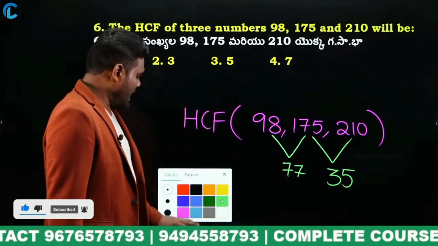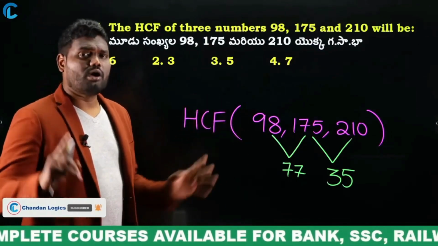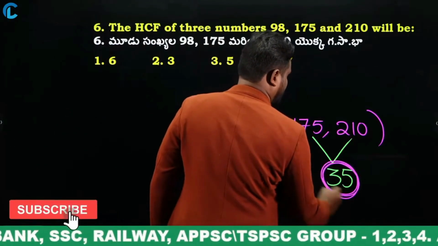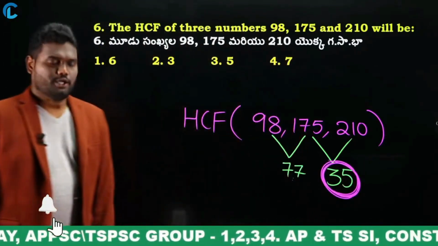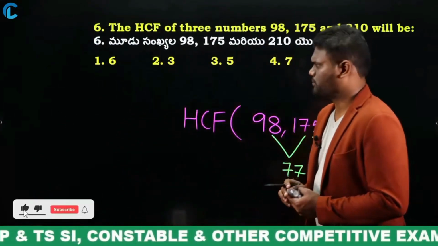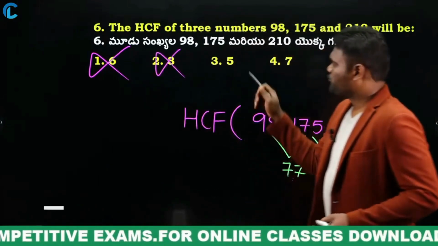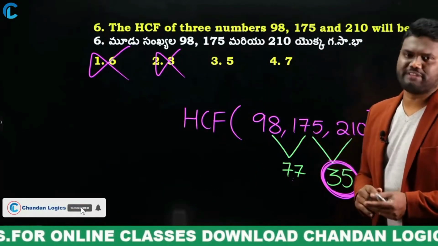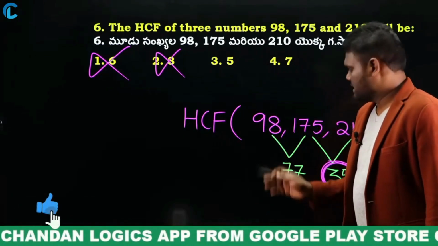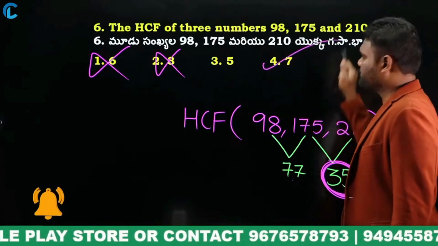Okay, so observe carefully: 77, 35. Of these two, what is the smallest number? The smallest number is 35. So the HCF should be either 35 or a factor of 35. Let us look. 6 is not a factor of 35, 3 is not a factor of 35, 5 is a factor of 35, 7 is a factor of 35. Out of these, the highest number is 7. Now let us check whether 77 is divisible by 7. Yes, 77 is divisible by 7, which means the answer for this question is 7.